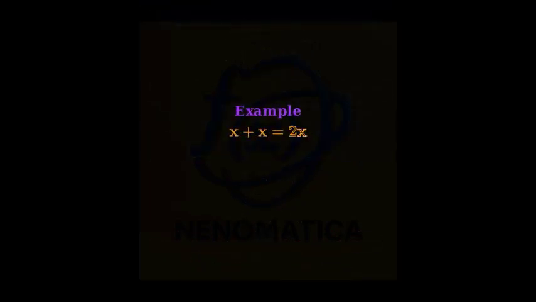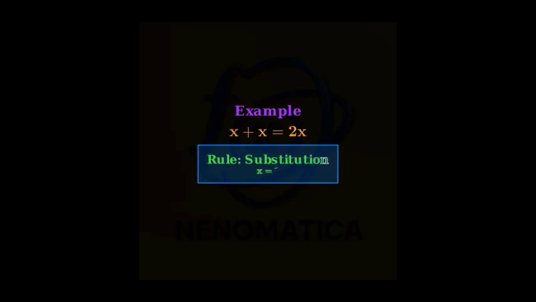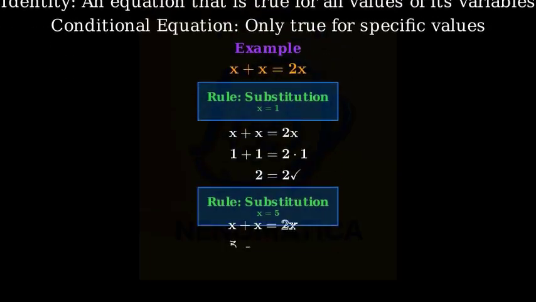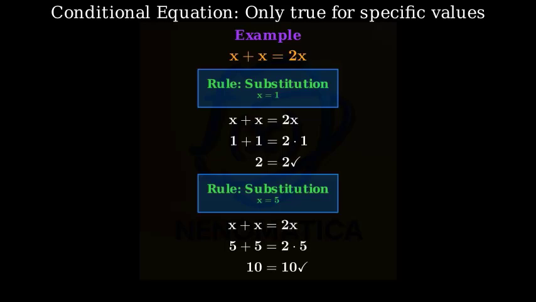Example: let's examine our first equation, x plus x equals 2x. Let's check if this is an identity by testing with different values of x. If x equals 1, then the left side gives us 1 plus 1, which equals 2. The right side gives us 2 times 1, which is also 2. So the equation is true for x equals 1. If x equals 5, then the left side gives us 5 plus 5, which equals 10. The right side gives us 2 times 5, which is also 10.